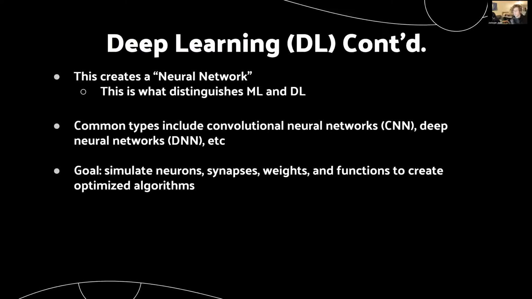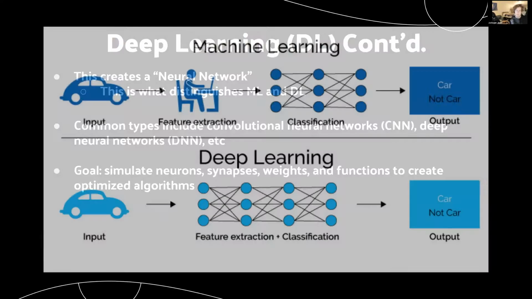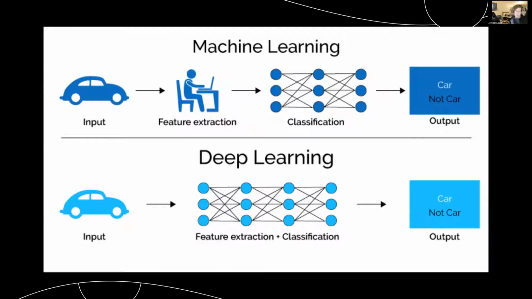So this neural network that it creates is what distinguishes machine learning and deep learning. Some common ones that you might have heard thrown around are convolutional neural networks, deep neural networks, et cetera. There's 1,000 different types of them and a bunch of different subsections. But essentially the goal is to simulate neuronal connections and their weights to create an optimized output. And these layers will all transform your data in some specific way. So I think this picture can pretty simply sum up the distinction between the two.